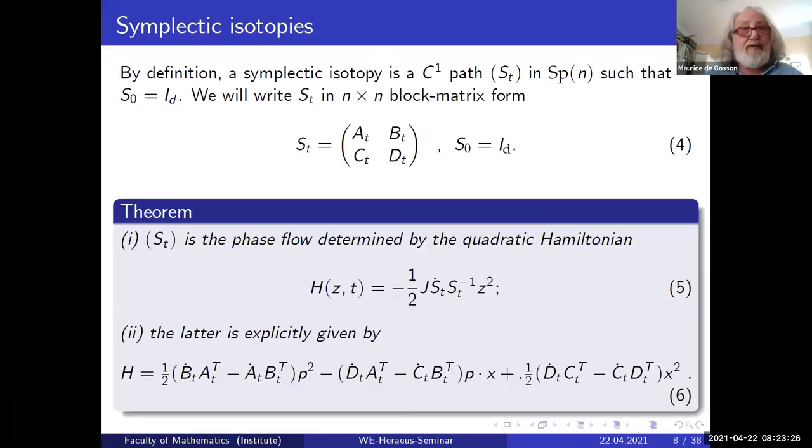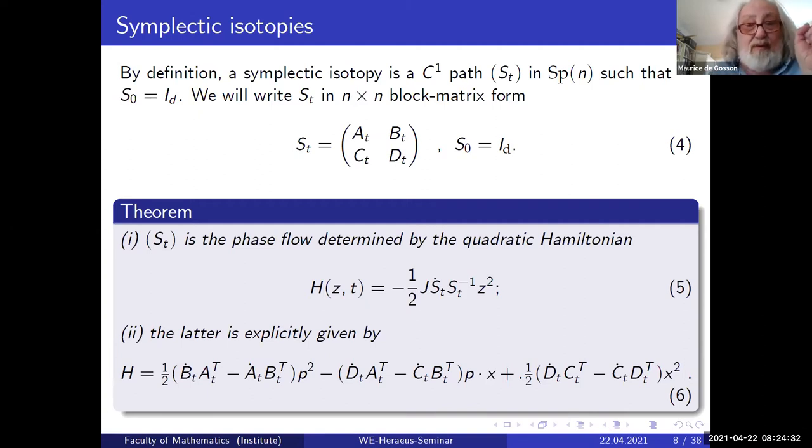Good. Now, symplectic isotopies. That is a simple concept. A symplectic isotopy is just a C1 path of matrices S_t in Sp(n) starting from the identity at time t equal to 0. Writing S_t in n by n block matrix form, S_t equal to A_t, B_t, C_t, D_t, and S_0 equal to the identity, we have the following results. S_t is automatically the phase flow determined by a quadratic Hamiltonian, namely the one given by formula 5 here. It's explicitly given by formula 6, which expresses the coefficients in terms of the matrices A_t, B_t, and so on, and their derivatives. So this means that whatever path you choose in the symplectic group, starting from the identity at time t equal to 0, it is automatically a Hamiltonian path.